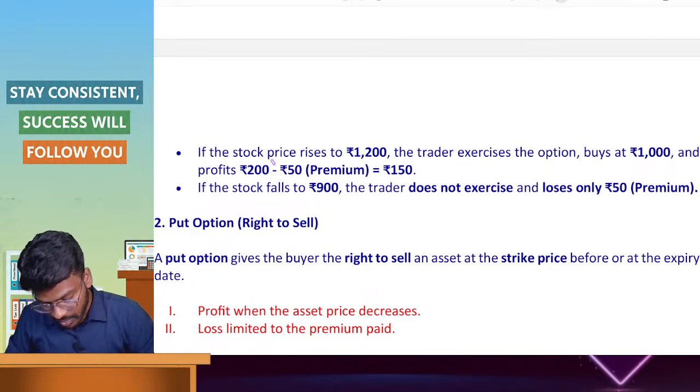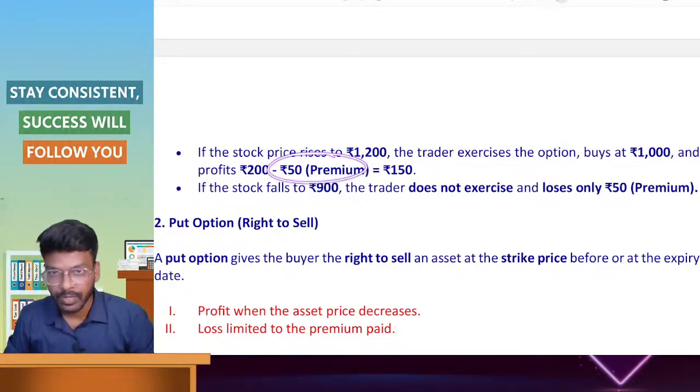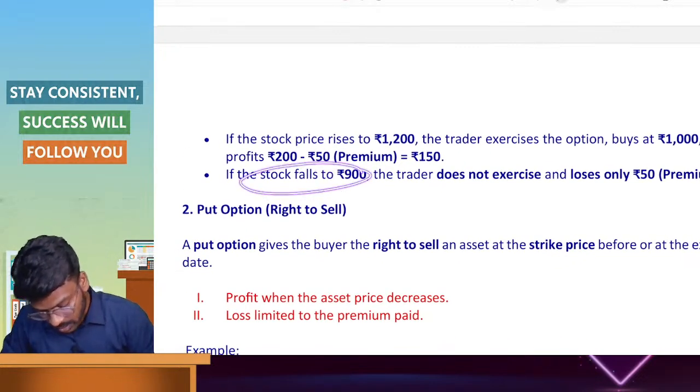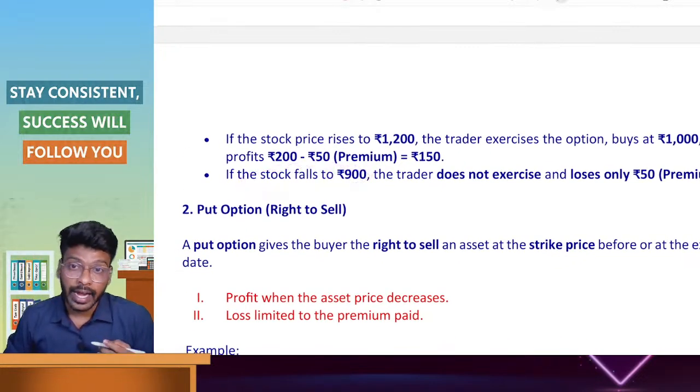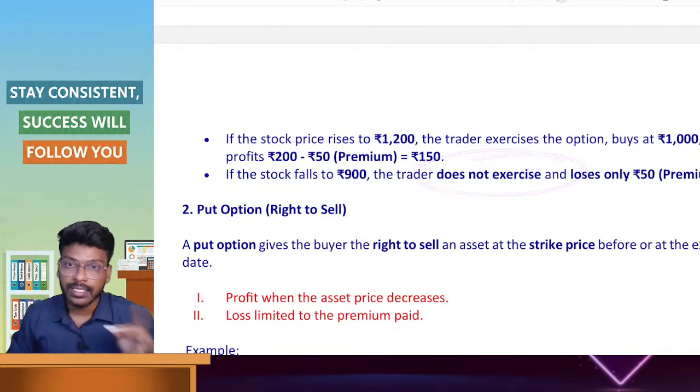So I will get a gain of 20 rupees. I have already paid the premium amount of 50 rupees, so the overall gain is 150 rupees. If the stock price falls to 900, then the trader will not exercise the option.